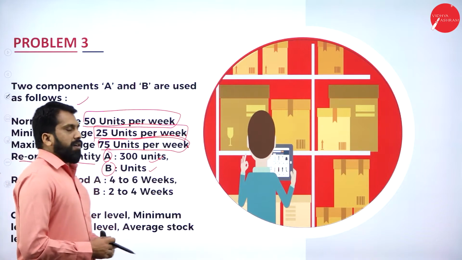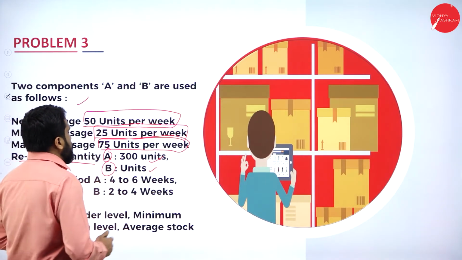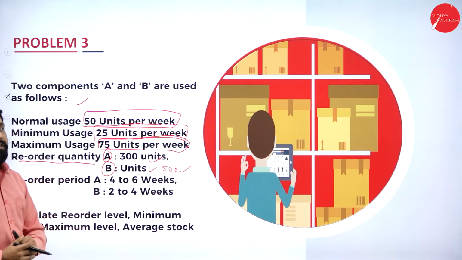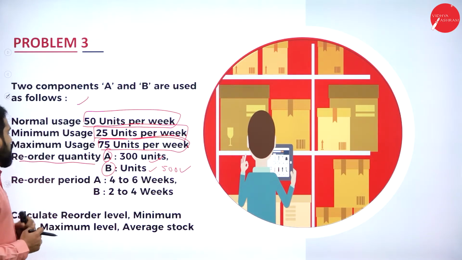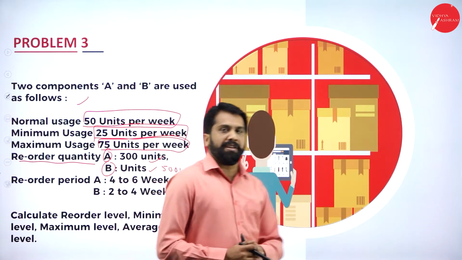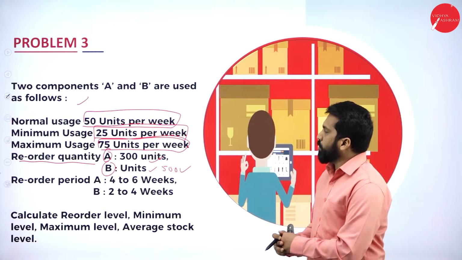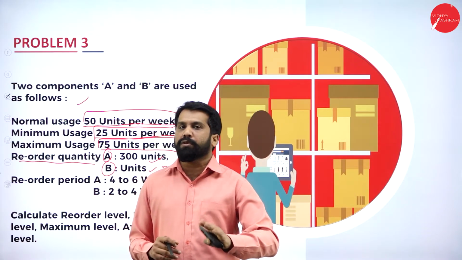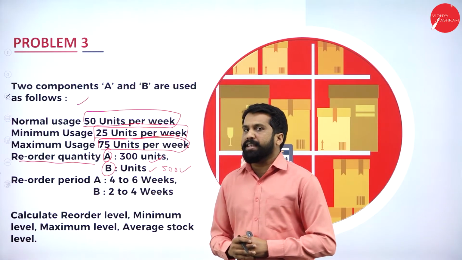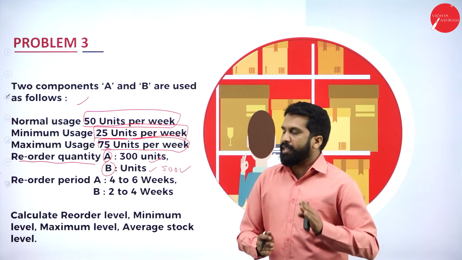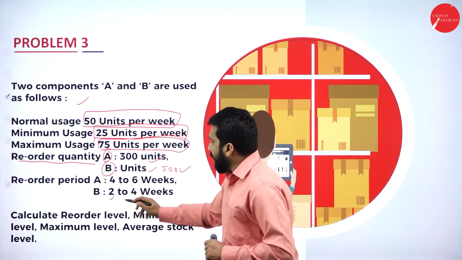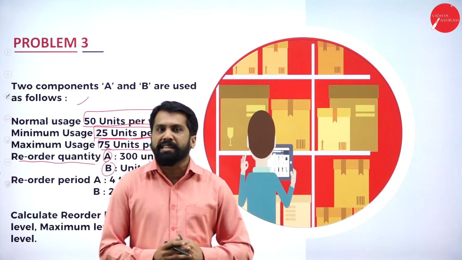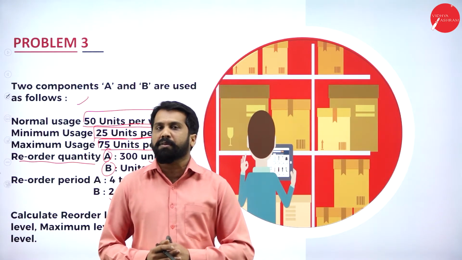Then reorder quantity for A is 300, and for B make it 500 units. So what is the unit? 500 units. Now reorder period for A is 4 to 6 weeks and for B is 2 to 4 weeks. What is the minimum reorder period for A? It is 4. What is the maximum reorder period for A? It is 6. Similarly, for B, minimum is 2 as well as maximum is 4.